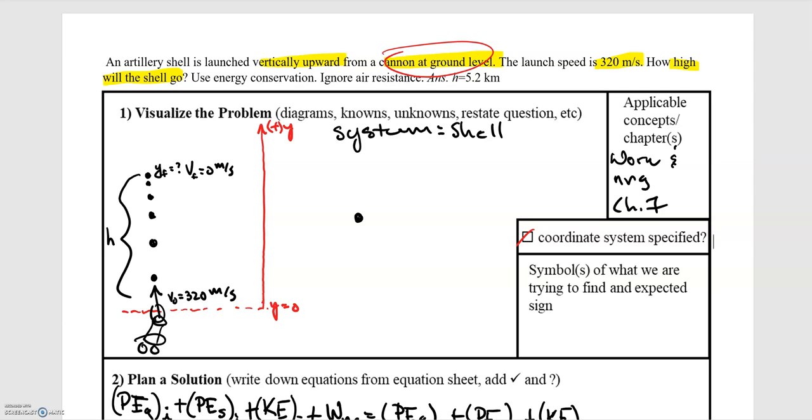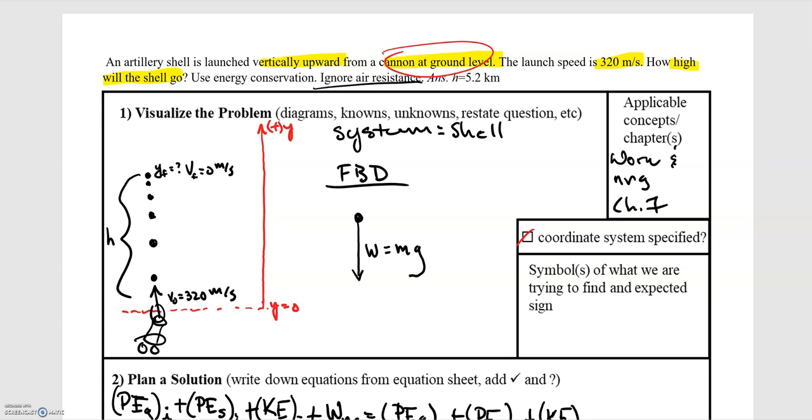So now the next step is to draw a free body diagram for our problem. We've dealt with this before. This is just an object in the air. We're going to be able to ignore air resistance from the problem. So the only force acting on this shell is the force due to gravity. That's pointing downwards. That's the weight, and that's equal to m times g, whatever the mass of the shell is. We're not given that in this problem. We're also defining our system to be the shell. So that's our free body diagram.